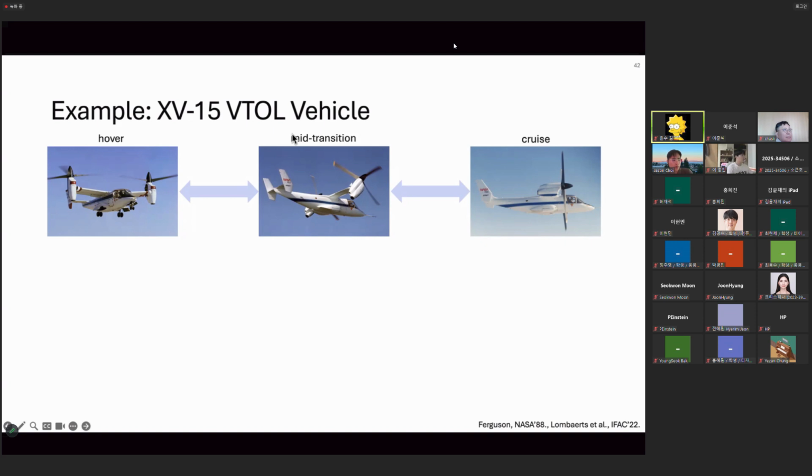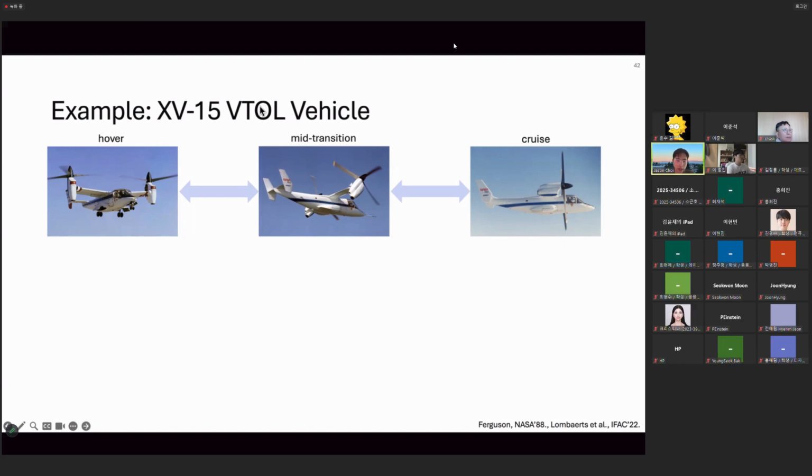Okay, any other questions? If not, I would like to maybe move on to the example now. So we will consider this XC-15 vertical takeoff and landing vehicle for the example. And this is a quite ancient model from the 1980s, which is almost the ancestor of all existing vertical takeoff and landing vehicles in the market.